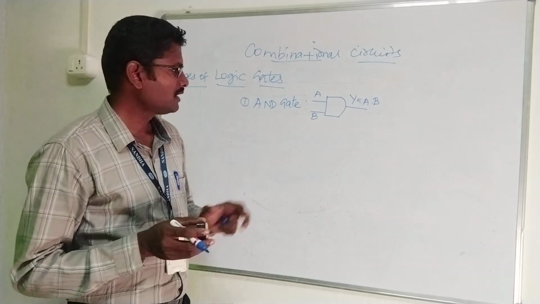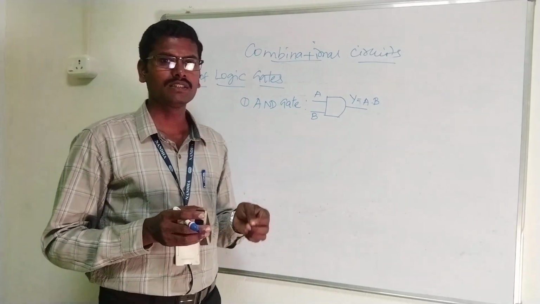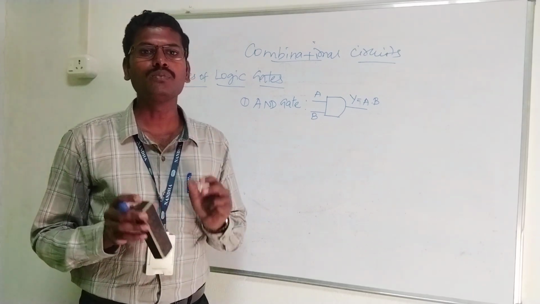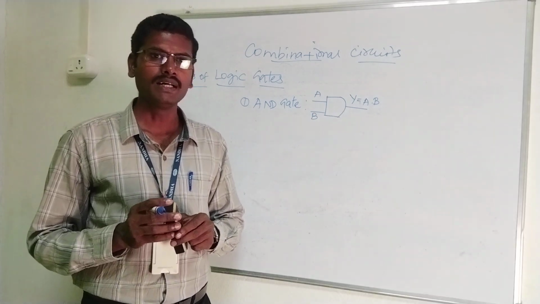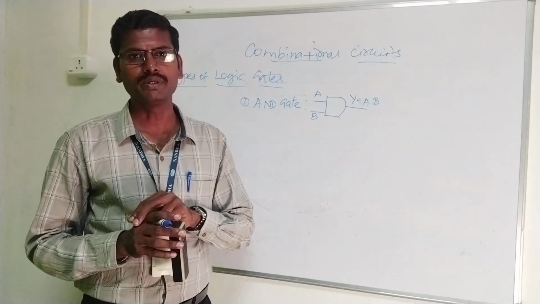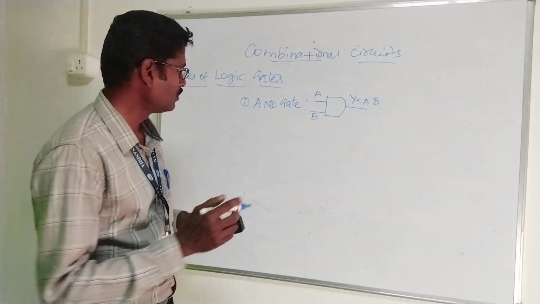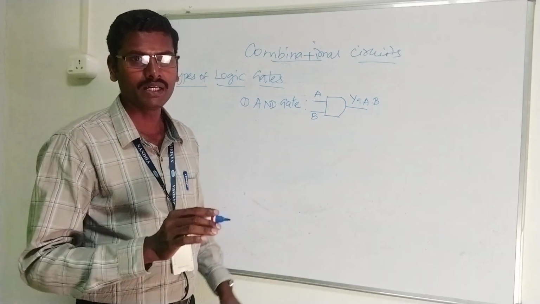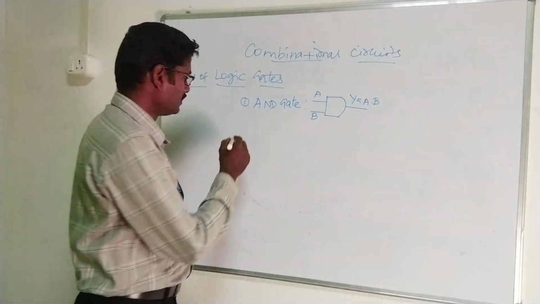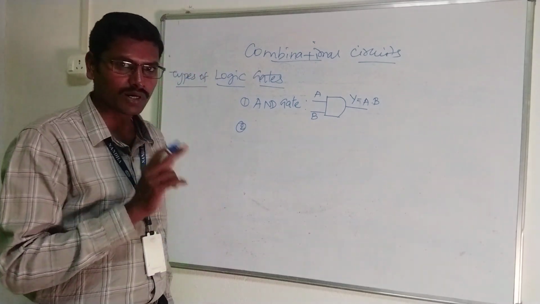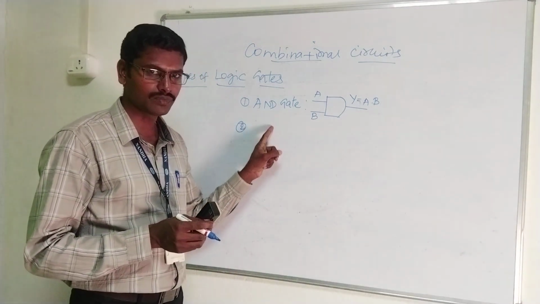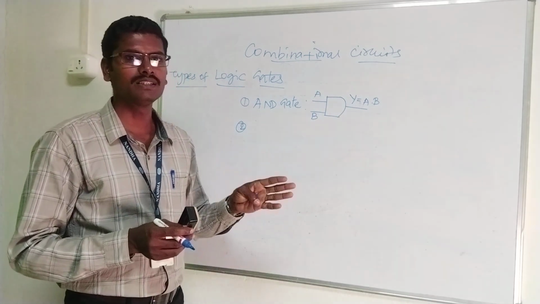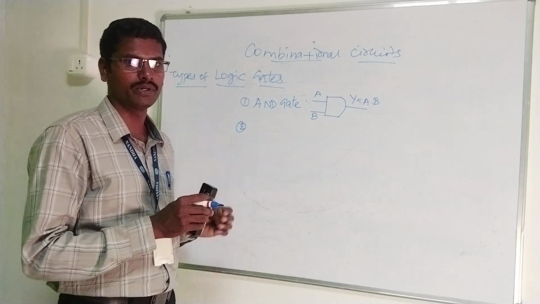As I already told, all the logic gates will perform some manipulations with the help of binary inputs, and the corresponding output will also be in terms of binary. So this is the symbol for the AND gate, and Y is equal to A dot B is the corresponding logical expression. In this video, we are going to discuss only the types of logic gates and their corresponding symbols with expressions. In the next video, we will discuss the truth tables of these gates.